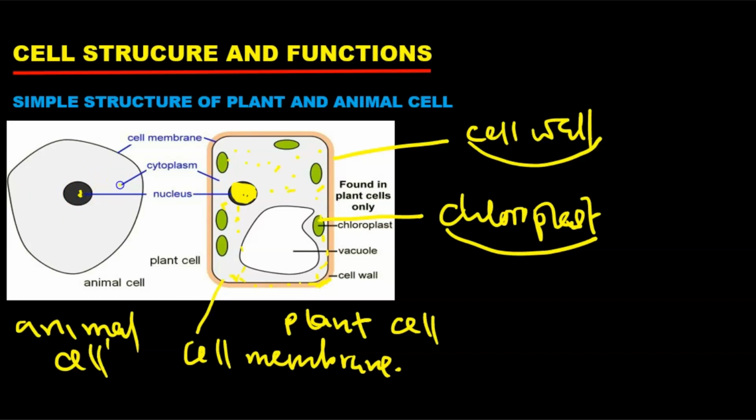We have the cytoplasm, which is the inner part here. And we have the cell membrane. So this is the simple structure of plant and animal cell. Okay? So it's the simple structure of plant and animal cell.